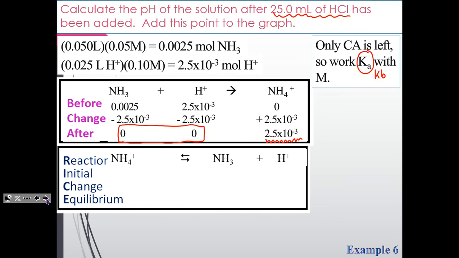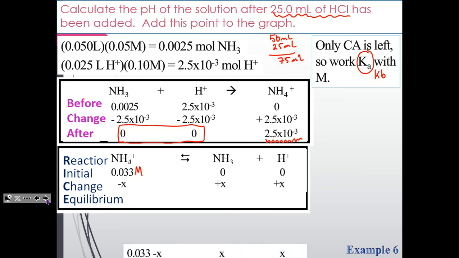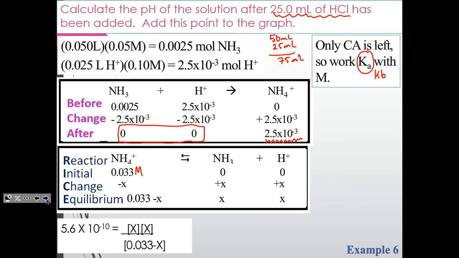We're going to write a Ka expression where we have the acid dissociating into ammonia and H+. I'm going to use molarity. Our total volume would be 50 milliliters plus 25 milliliters, for 75 milliliters. And remember, we have 0 amounts of dissociated conjugate acid. The change, minus x and plus x. Here's equilibrium.